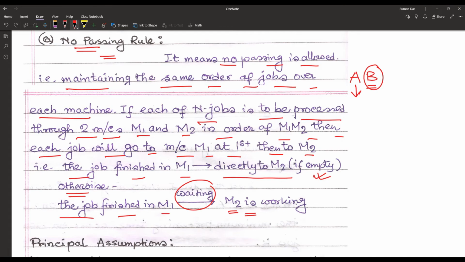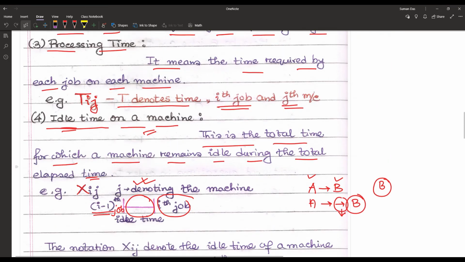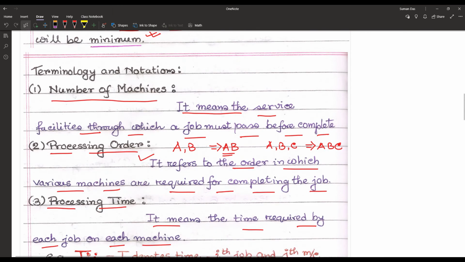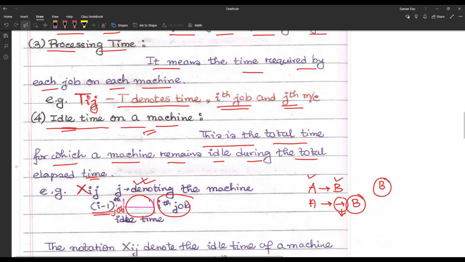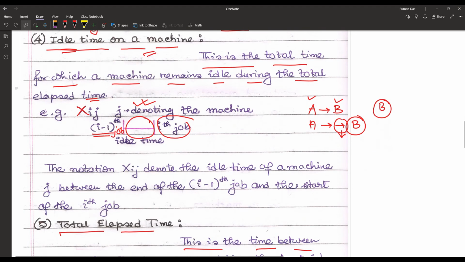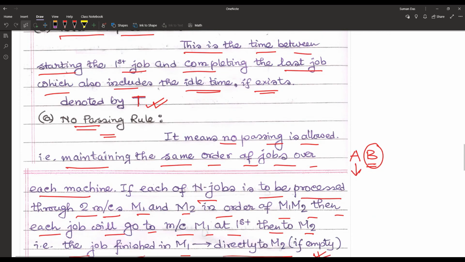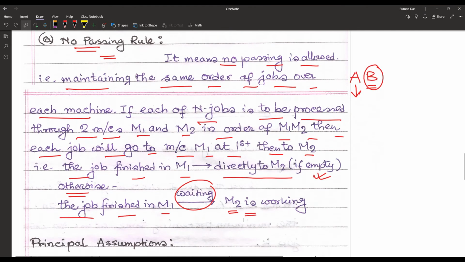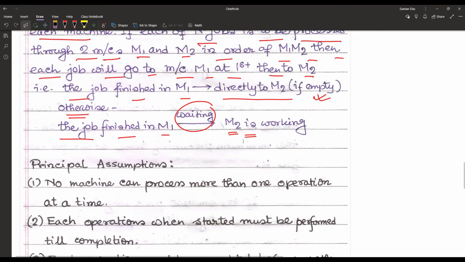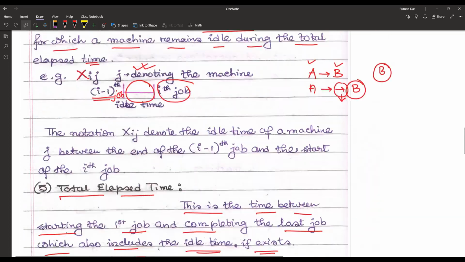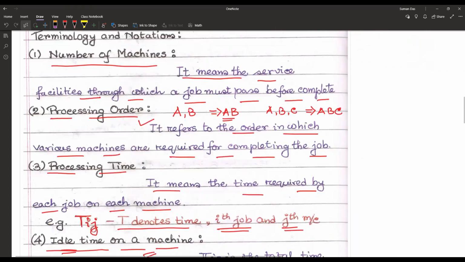So, those are the terms connected with the job sequencing problem: number of machines, processing order, processing time, idle time on a machine, total elapsed time, and no passing rule. And based on those terms, practically we are proceeding with the job sequencing problem.